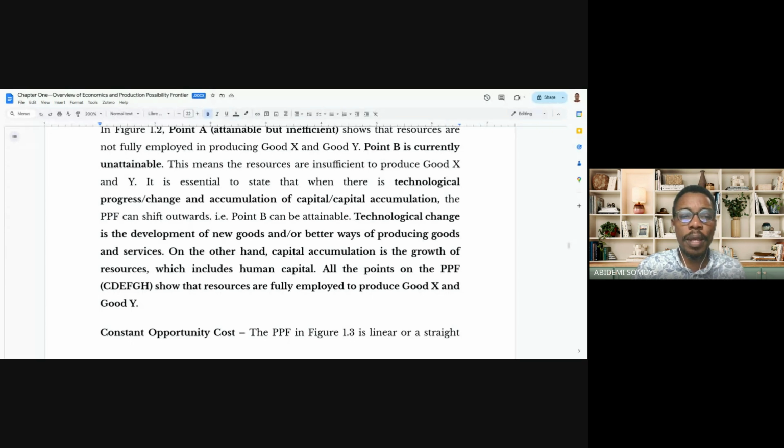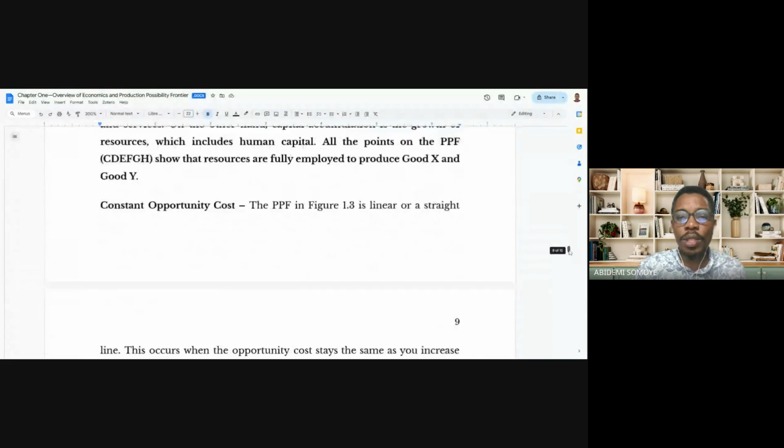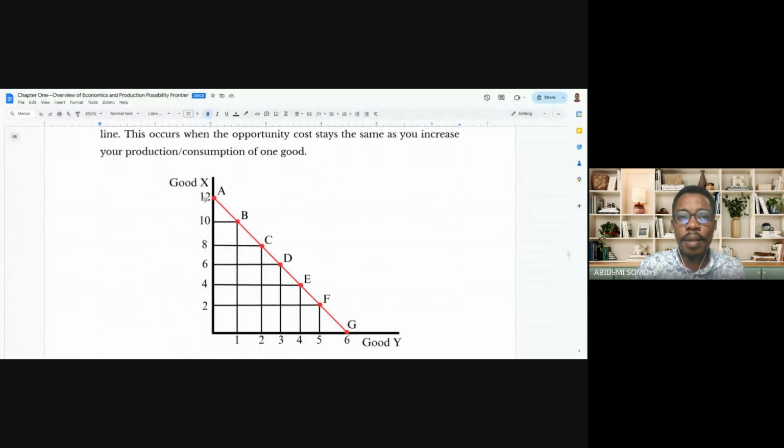All the points on the PPF, C, D, E, F, G, H, show that resources are fully employed to produce goods X and good Y. Now, for constant opportunity cost, it means that every time you need one more unit of this, plus one, plus one, plus one, you have to give up the same amount: 12 minus 10, 2, 2, 2. So you have to give up the same amount to have more units of good Y.